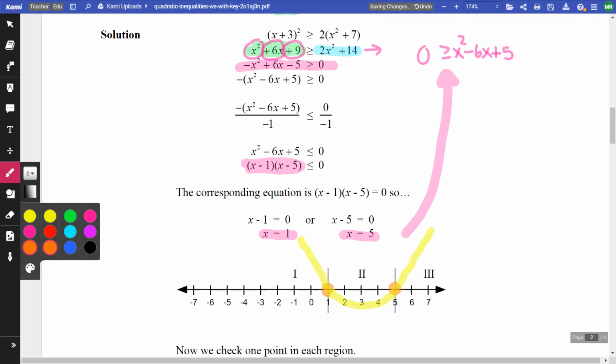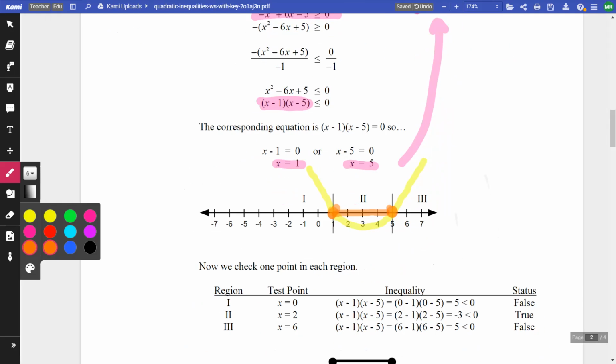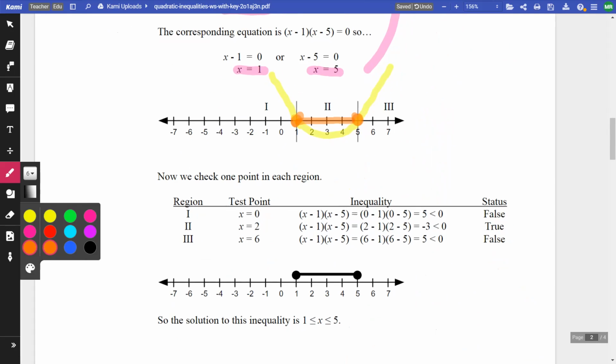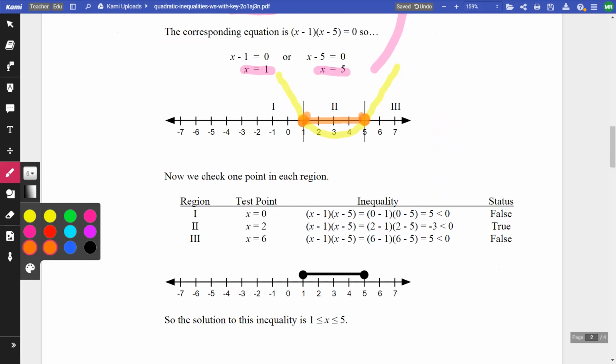So I wanted 0 to be greater than my graph. So where's 0 greater than my graph? In between. 0 is greater because my graph is below 0. And you see they tested points. They tested a 0, a 2, and a 6, which is in each of the 3 sections. And they ended up with the same answer as me.